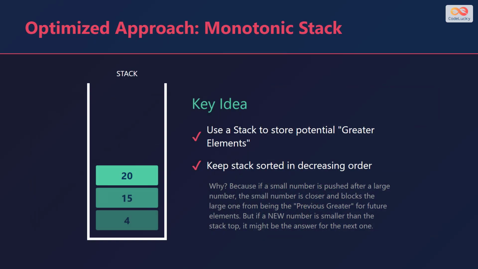To solve this efficiently, we use a monotonic stack. The key insight is that if we have a small number in the array, and then a larger number comes after it, the small number is essentially blocked. It can never be the previous greater element for any future numbers because the new large number is closer and bigger. So, we can maintain a stack of numbers in decreasing order.